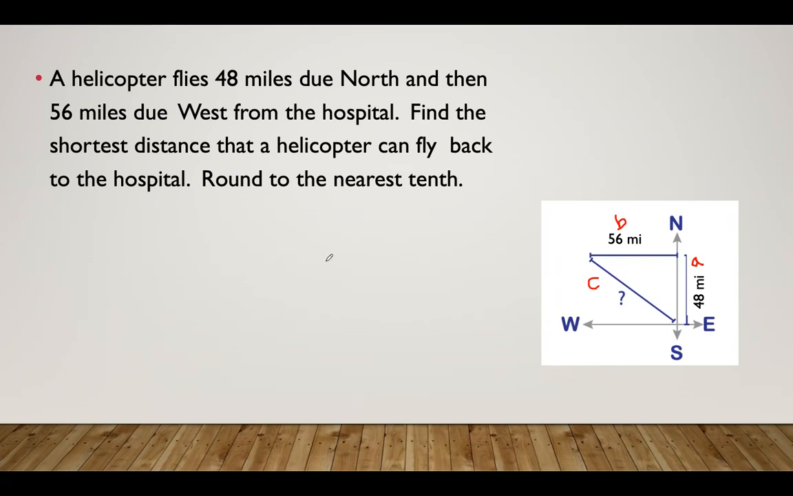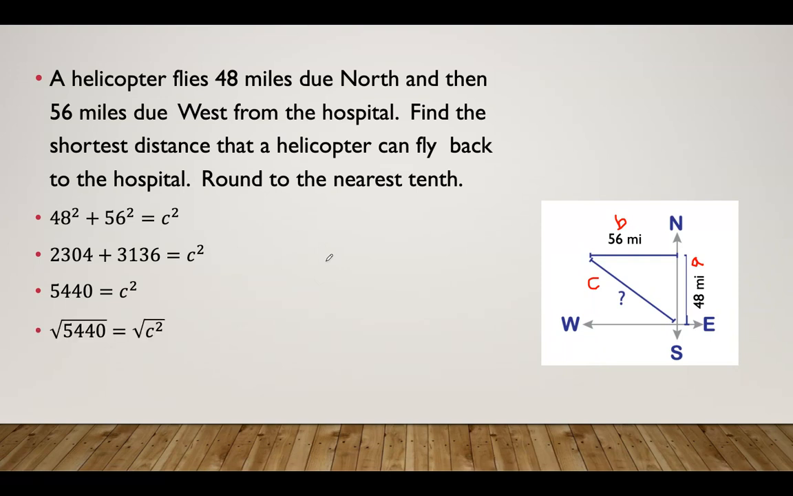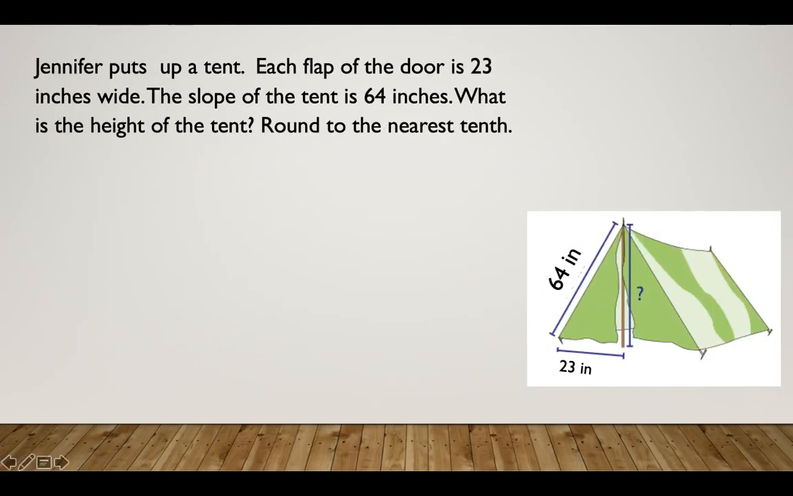So let's set it up in the Pythagorean theorem, and we have 48 squared plus 56 squared equals C squared. Now square those, and we should get 2,304 plus 3,136 equals C squared. Add them together, and you should get 5,440 is equal to C squared. Then take the square root, and C equals 73.8 miles.